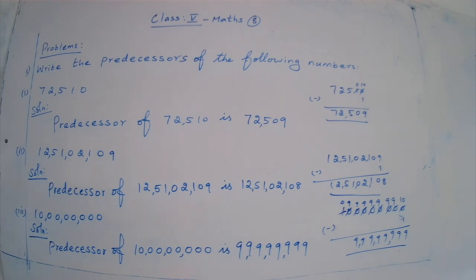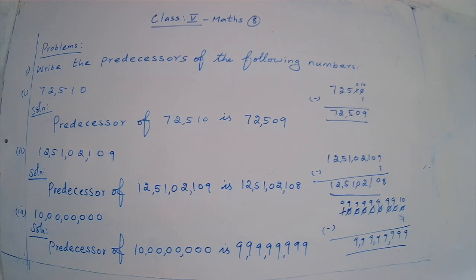All of you take your class work note and write problems. You write the heading problems. Write the question: Write the predecessor of the following numbers. First number 72,510. So predecessor of 72,510 is 72,509. Calculation and everything you do in the rough work area.